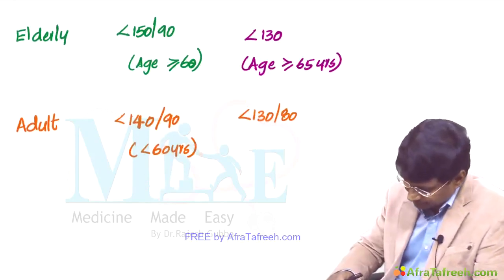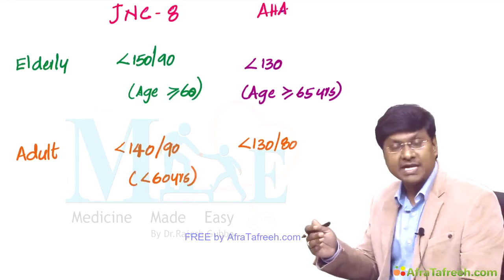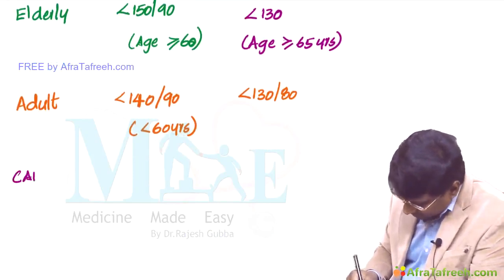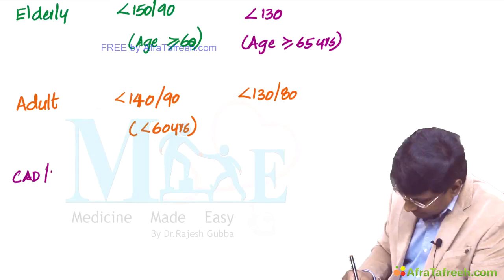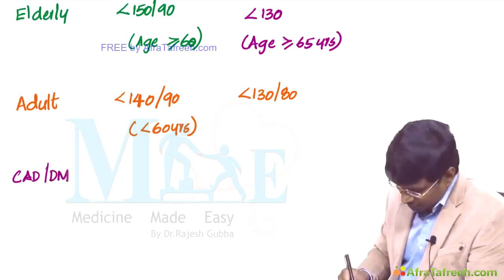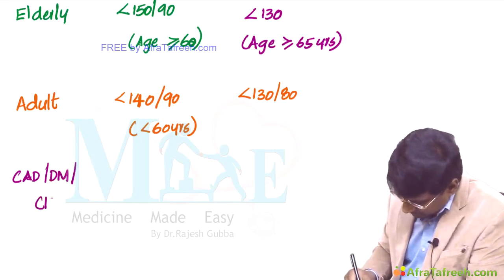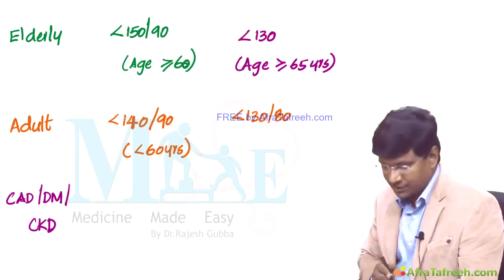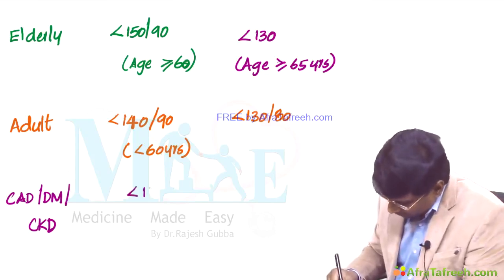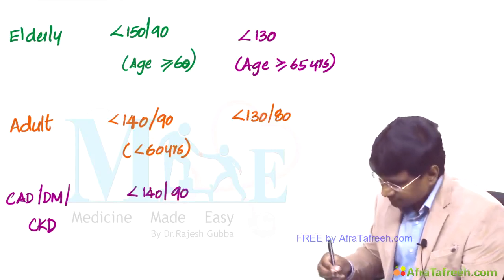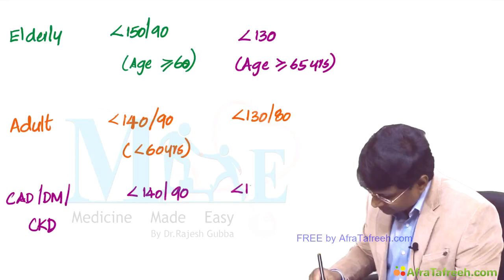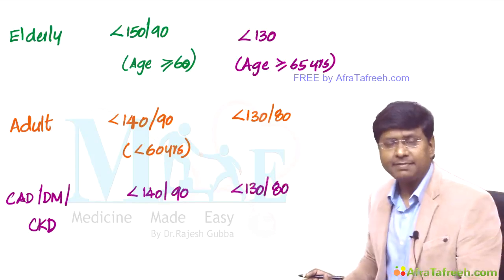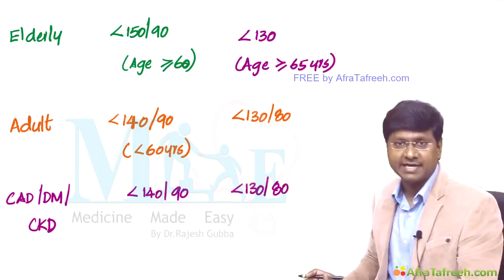Right? Next, you take patients with various underlying disorders. Examples: if the individual is having either coronary artery disease, or diabetes mellitus, or chronic kidney disease. In this clinical scenario, according to JNC 8, the cutoff is less than 140 by 90. But according to the American Heart Association, less than 130 by 80 is the cutoff. So, these are little comparisons with the previous guidelines.